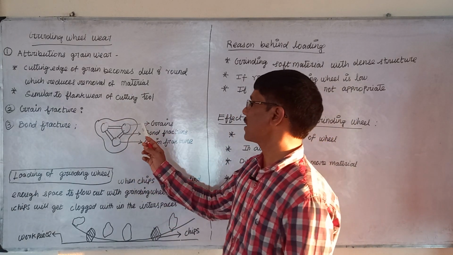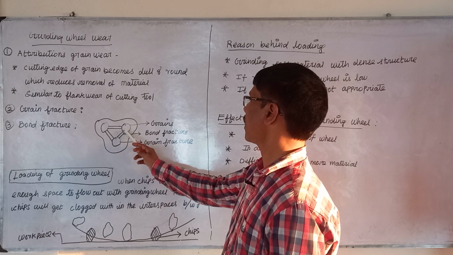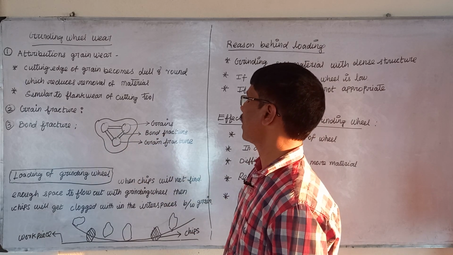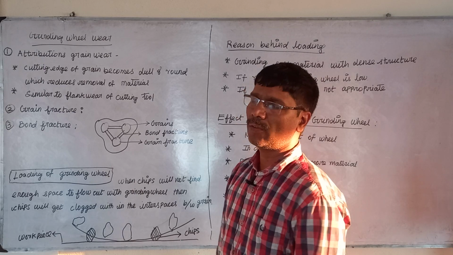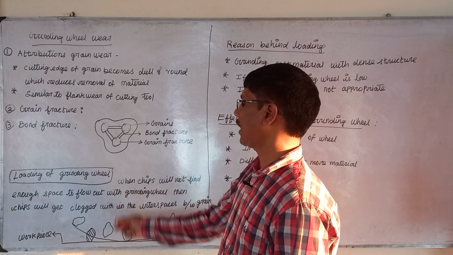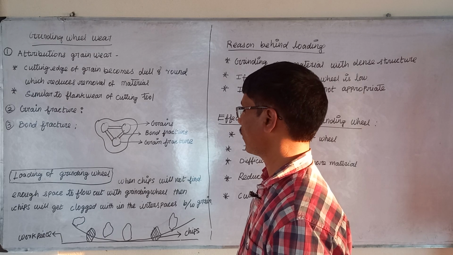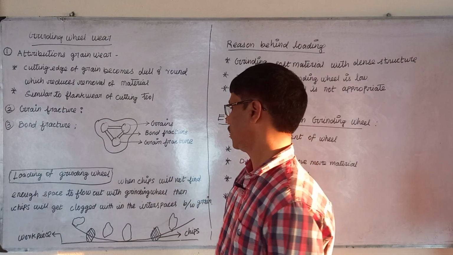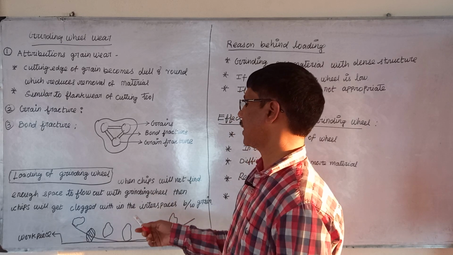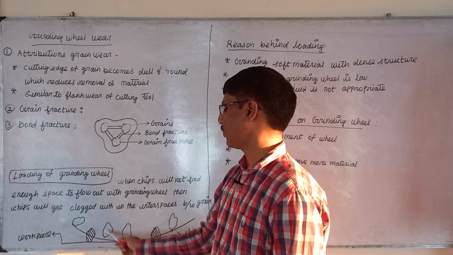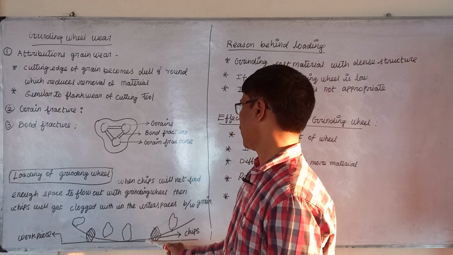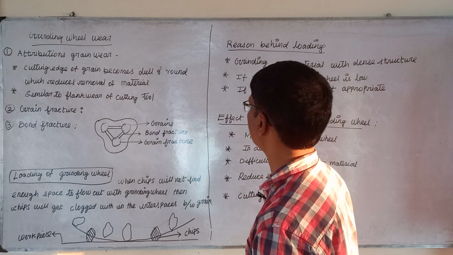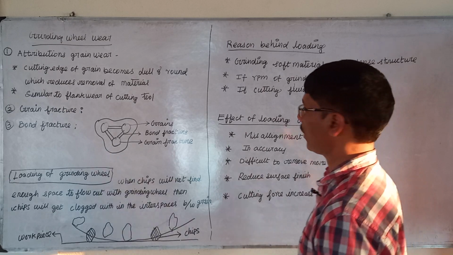So here we can see grains, and the grains are held by bond. Here you can observe the grain fracture. One phenomenon is called loading of the grinding wheel. What do we mean by loading? When chips do not find enough space to flow out of the grinding wheel, the chips get clogged within the interface, in between the grains. That phenomenon is called loading.